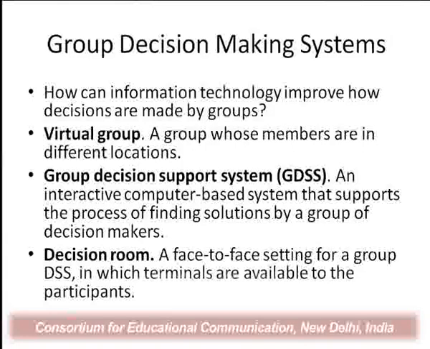So, in group decision making, it is important to know how information technology can improve decisions. There are three types of group decision making systems. The first is the virtual group. Virtual group means that the members are in different locations, all sitting in their respective locations and still doing a group decision making exercise.